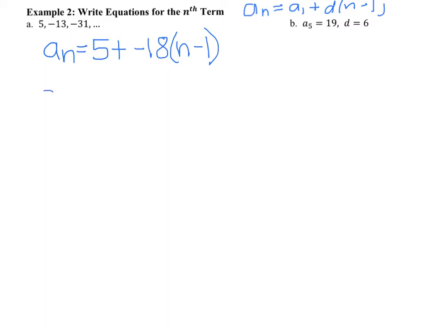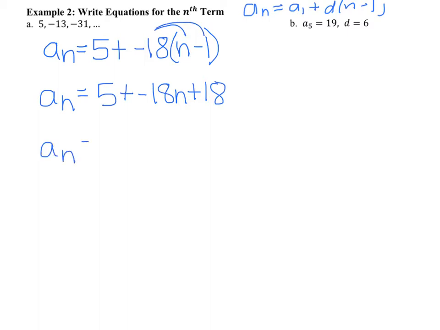And now all we have to do is simplify. So we end up with A sub n equals 5 plus negative 18n plus 18. And I got that from distributing my negative 18 to both pieces. And now I can just combine like terms. So 18 plus 5 gives me 23, and then minus 18n. And this will be our final answer.